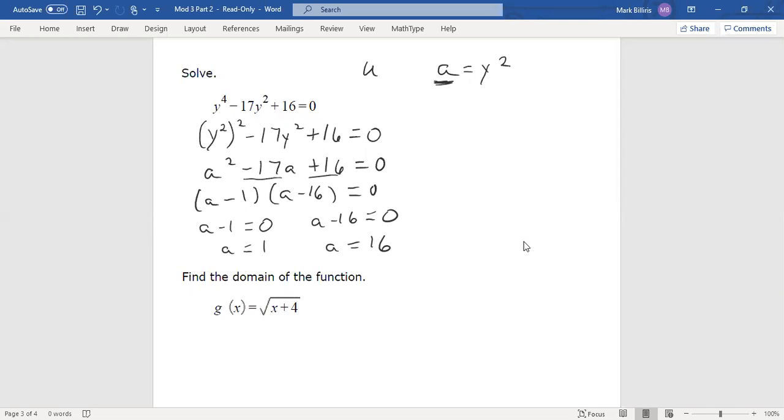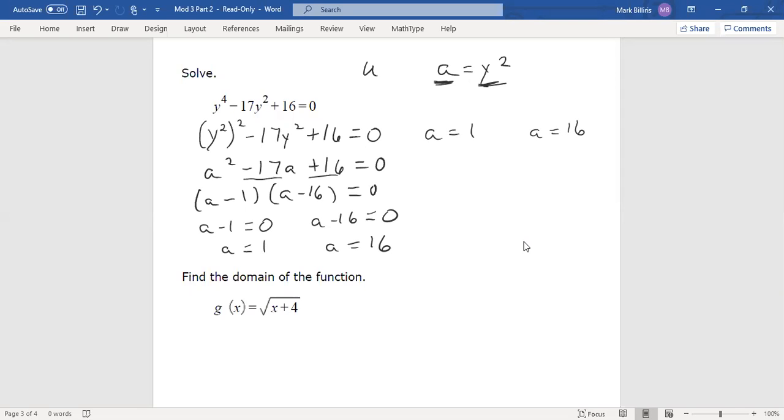Well, hopefully you're looking and saying, that's not the original problem. The original problem had y. You're correct. So at this point, we take the y squared and plug it in place of a. So again, our answers were a equals 1 and a equals 16.